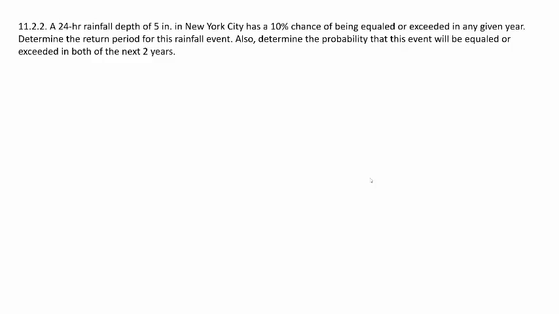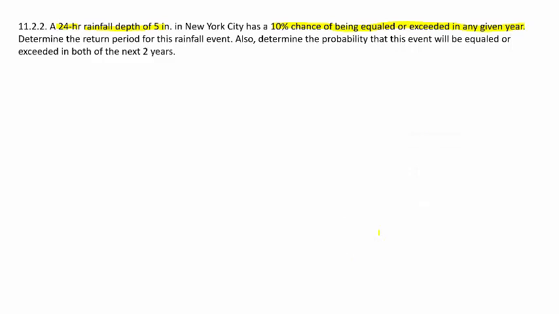This problem, 11.2.2, says a 24-hour rainfall depth of 5 inches. So this is the rainfall depth of 5 inches, and it's a 24-hour duration. This is in New York City, but it could be in Italy or El Paso. What's important here is there's a 10% chance of being equaled or exceeded in any given year. So you know that this is the probability for a specific year. Determine the return period for this rainfall event. Also, determine the probability that this event will be equaled or exceeded in both years.